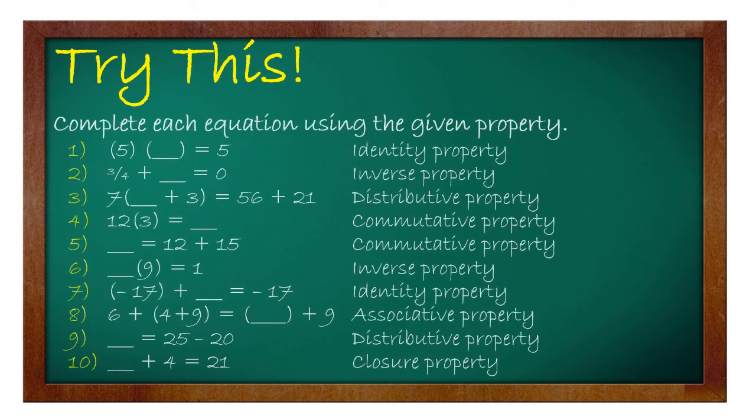Another try this. Complete each equation using the given property. So, ano kaya yung missing real number natin dyan gamit yung property na to? So, for example, sa number 1, 5 times blank is equal to 5. Using the identity property, ano kaya yung kulang doon sa ating number 1 given? Okay? So, i-pause mo muna ulit yung video na to, then pag may sagot ka na, pwede mo na ulit i-continue.